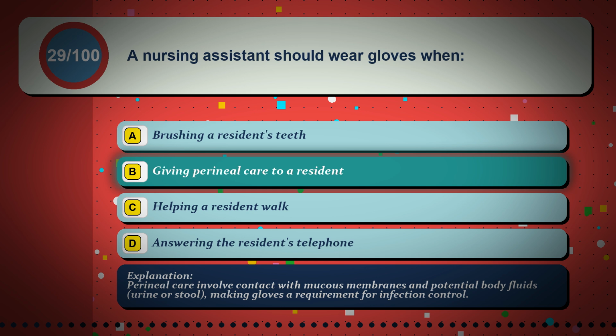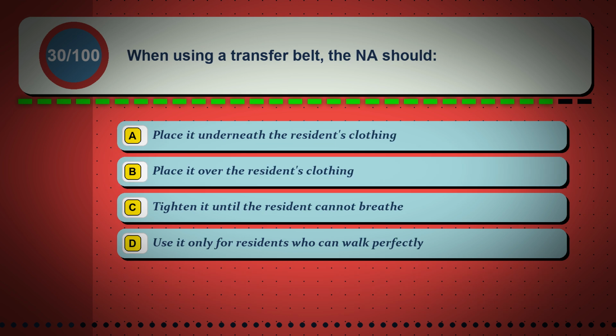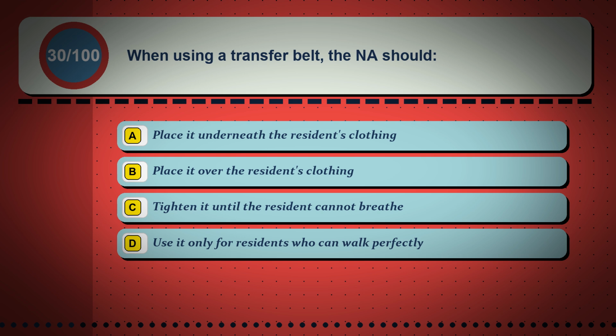Question 30. When using a transfer belt, the nurse should: Option A, place it underneath the resident's clothing. Option B, place it over the resident's clothing. Option C, tighten it until the resident cannot breathe. Option D, use it only for residents who can walk perfectly.